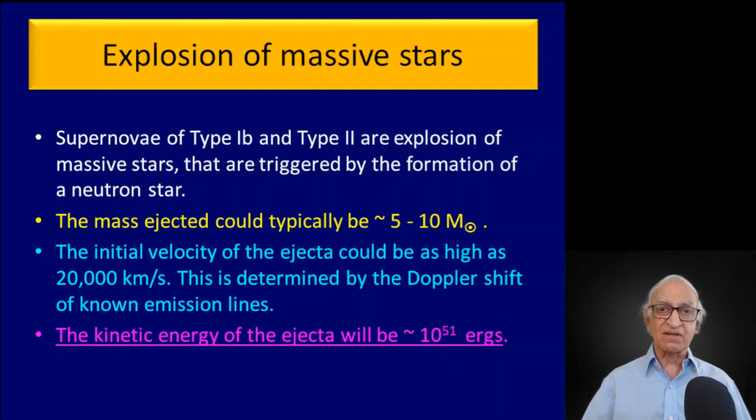But please remember, this is a very small fraction of the energy released when a star explodes. When a neutron star is formed, the binding energy that is released is 10 to the power 53 ergs. So only 1% of it goes into the kinetic energy of the ejecta.